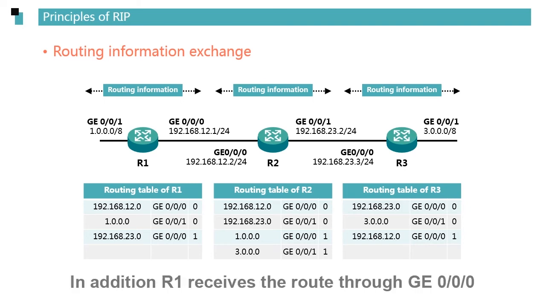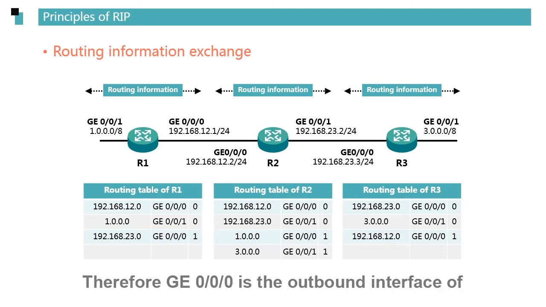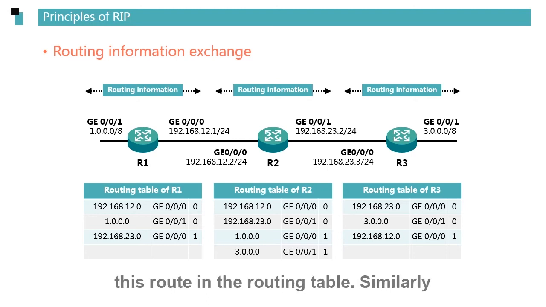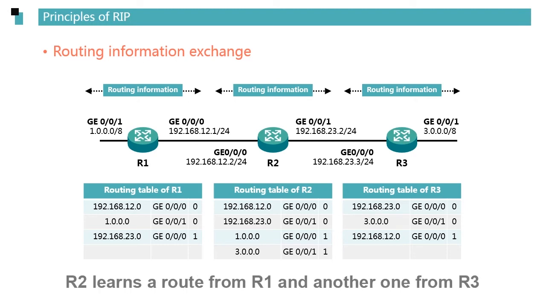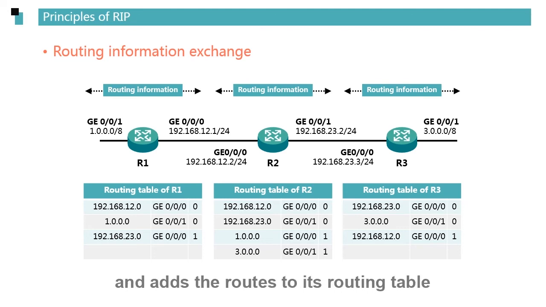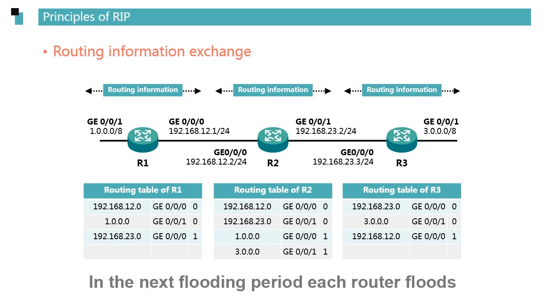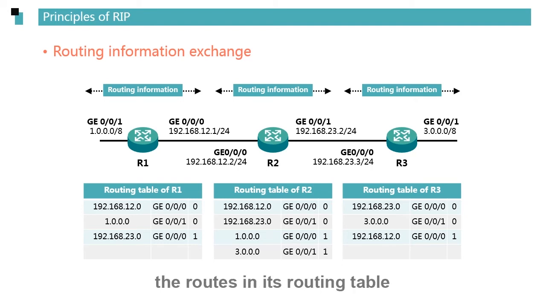In addition, R1 receives the route through GE 0/0/0. Therefore, GE 0/0/0 is the outbound interface of this route in the routing table. Similarly, R2 learns a route from R1 and another one from R3 and adds the routes to its routing table. In the next flooding period, each router floods the routes in its routing table.